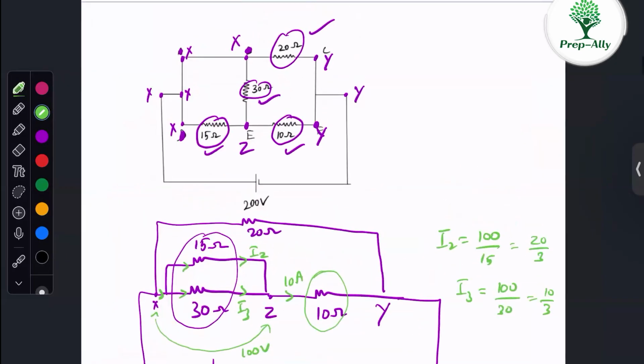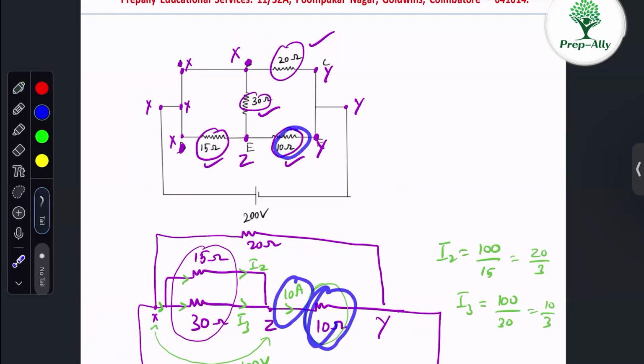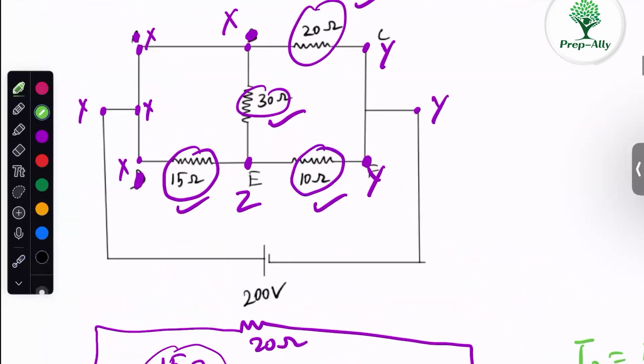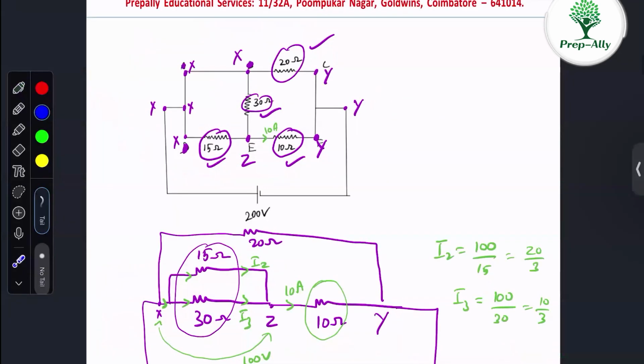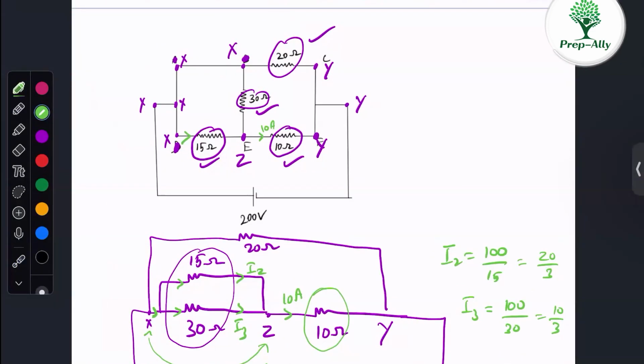Now we go one step back again. This 10 ohm is basically this one. In that, the current is 10 ampere. So now mark that here. This current is 10 ampere. This is the 15 ohm. I2 is 20 by 3. That 15 ohm is over here between X and Z. So in this, the current is 20 by 3.